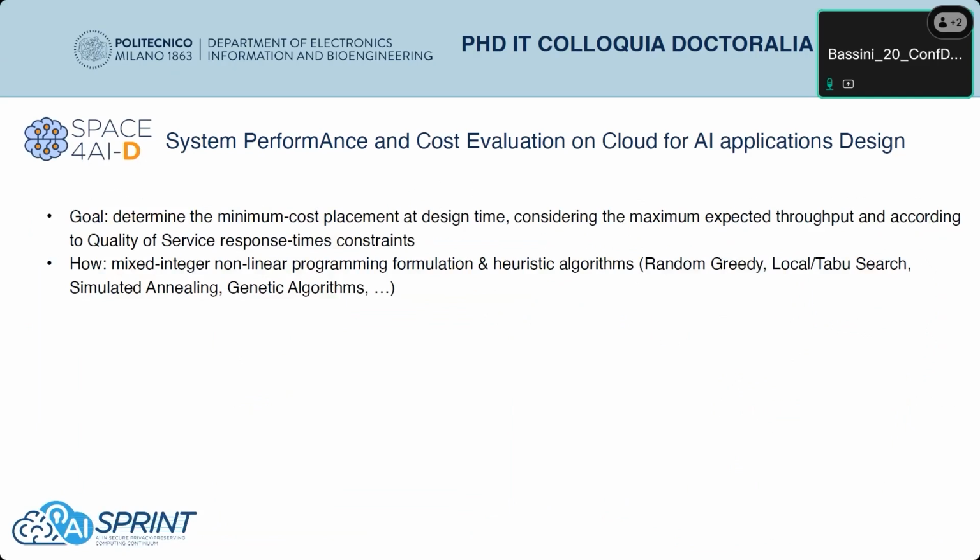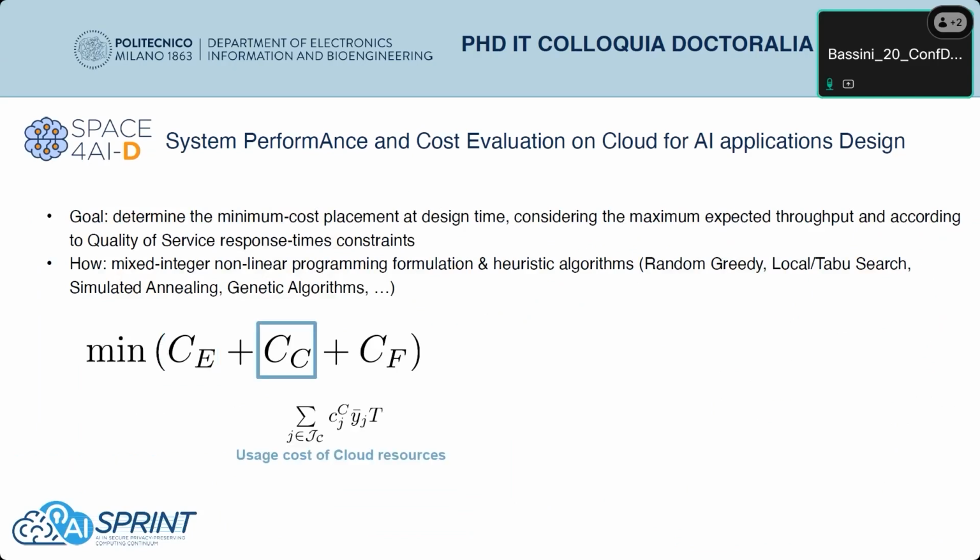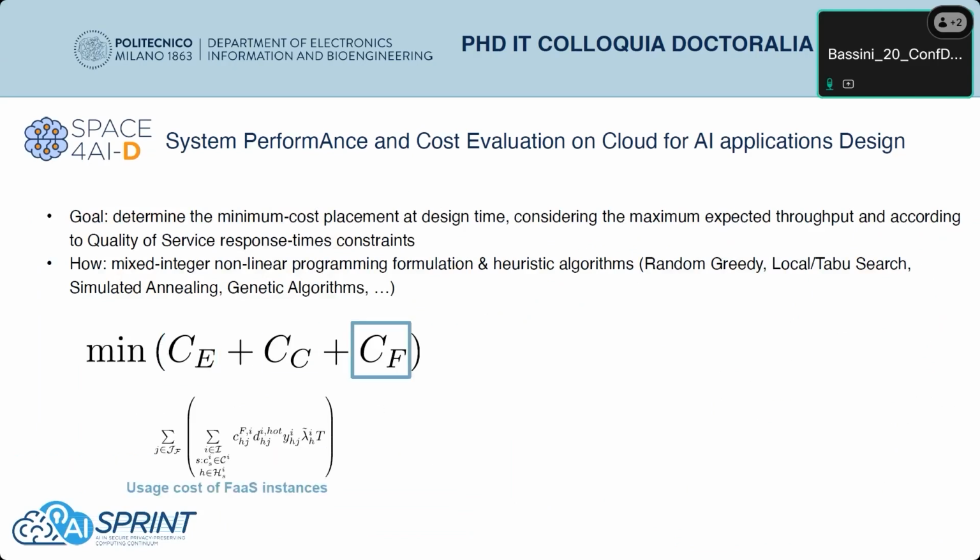At design time, we tackled this by developing Space4AI-D, which is a tool to determine the minimum cost placement, considering a maximum value of expected workload, and satisfying user-imposed constraints on the response times of single components or multi-component pipelines. We developed a mixed integer linear programming formulation that minimizes the amortized cost of edge resources, and the usage cost of cloud resources and functions-as-a-service resources.